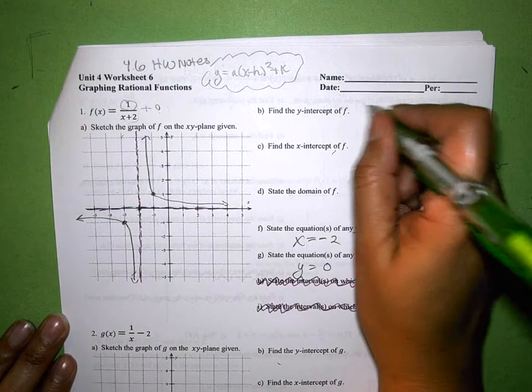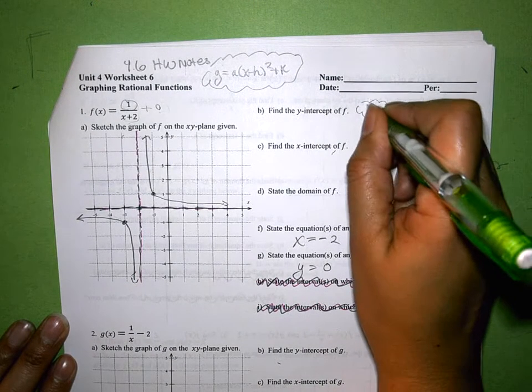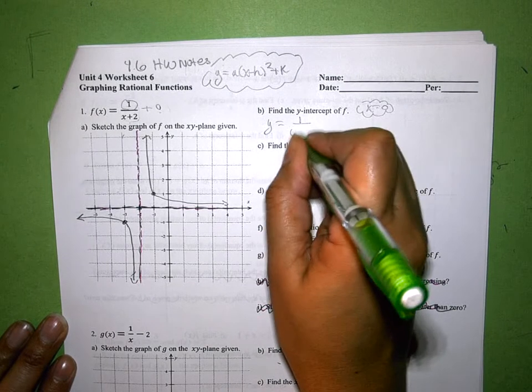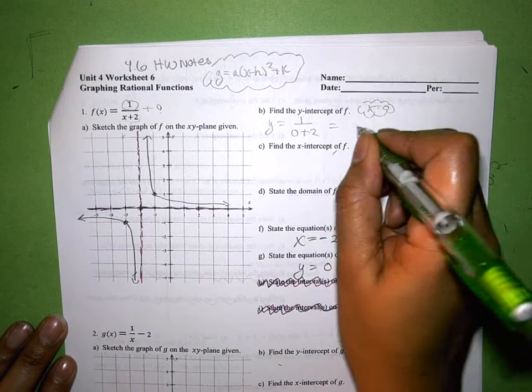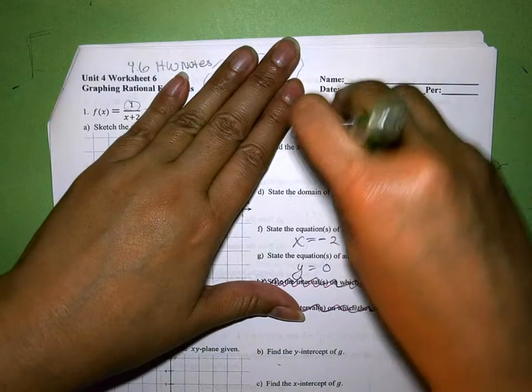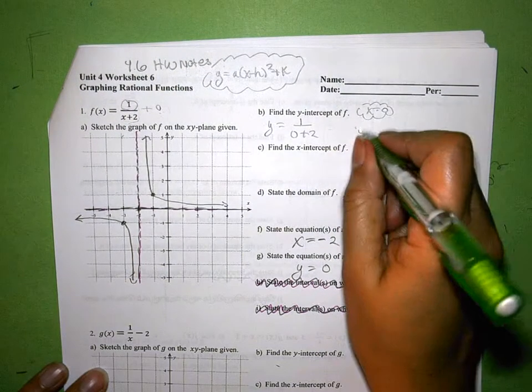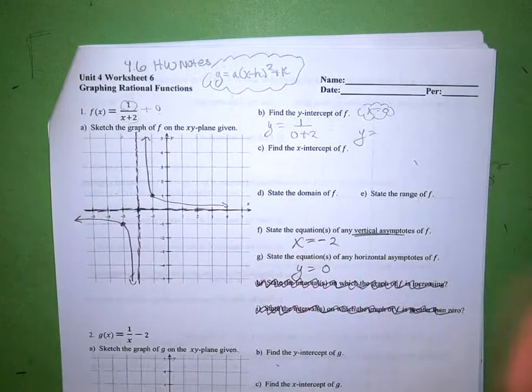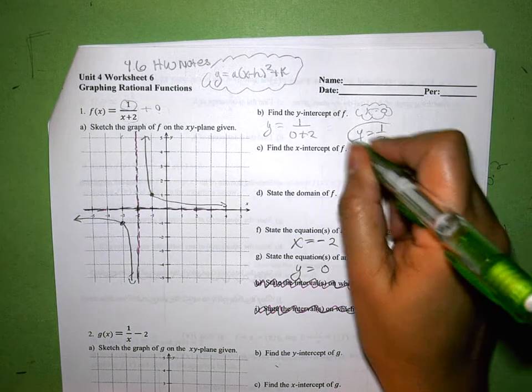Okay, find the y-intercept. You find that by setting x equal to 0: y equals 1 over 0 plus 2. That is y equals 1/2, because 0 plus 2 is 2 and 1 over 2 is 1/2. Your y-intercept is 1/2.